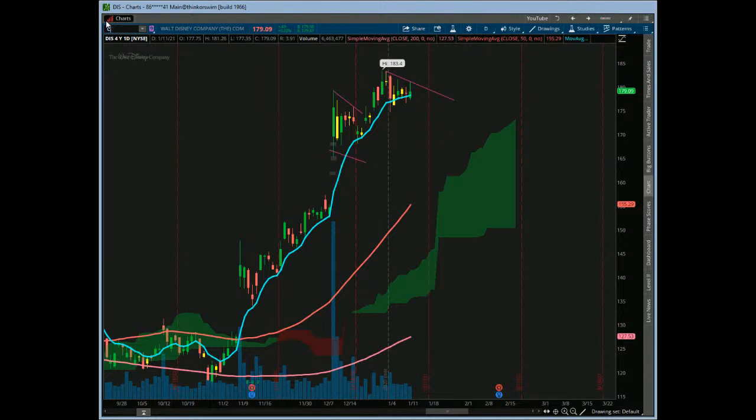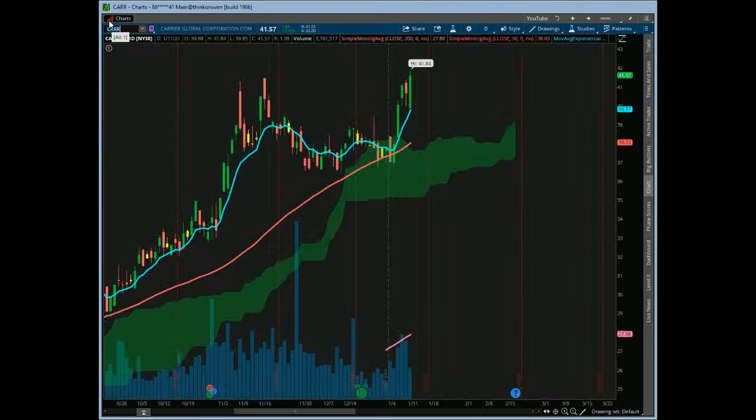We got Car. Let's take a look. Yeah, so Car again, Carrier Global, nice. Good engulfing candle there today. Nice bounce off the ADMA.